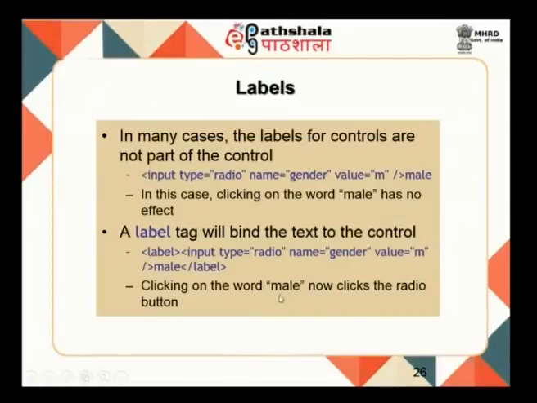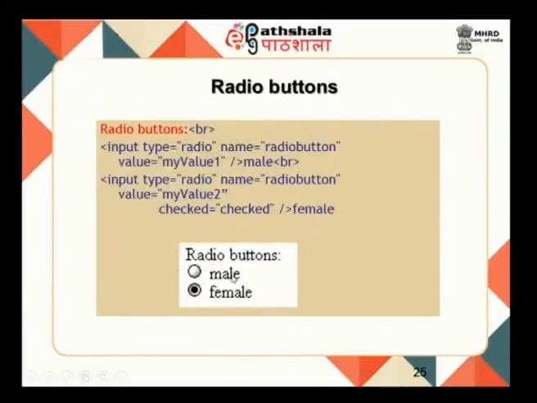So, in the previous example, if you click on the text male, it does not have any effect. Now, once you bind this radio button within a label tag, this label has an effect. So, clicking on the text means that you are clicking on the radio button.